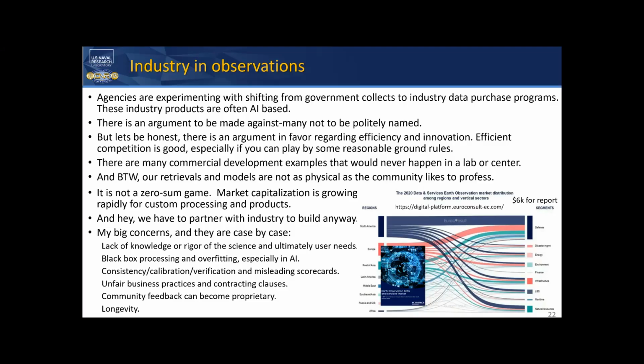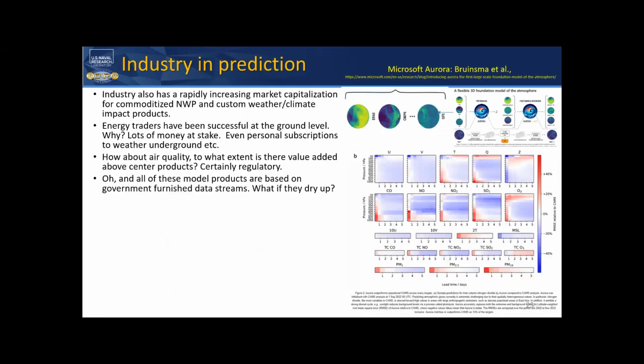My concerns, and all of this is on a case-by-case basis, is a lot of people that are pushing data really don't know the nuances of the data, and then you run into quality assurance problems. There are black box issues. There's consistency because they also have turnover in the people that do the work. I will say there are sometimes unfair business practices, and then if you give feedback to a company, that feedback becomes proprietary for them also. And you also worry about longevity of data products. You don't want to buy into a subscription service and then have that company go out of business in 5 years, and then you've got to retool.